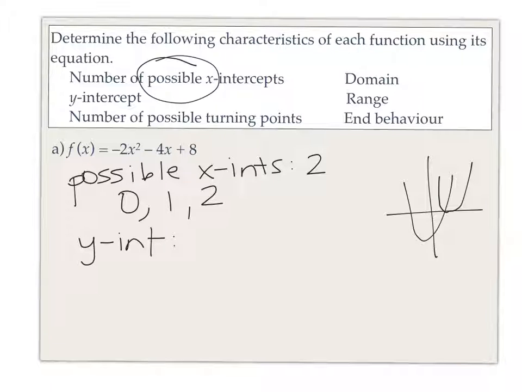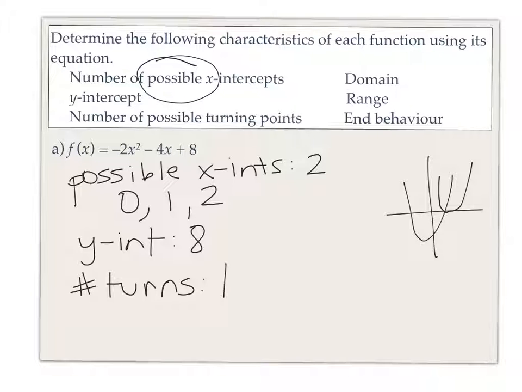What's the y-intercept of this equation? 8, and I know that just looking at it because it's the last number there. Okay, number of possible turning points. Okay, a quadratic, how many possible turning points does it have? 1. It just has 1 at either the top or the bottom.